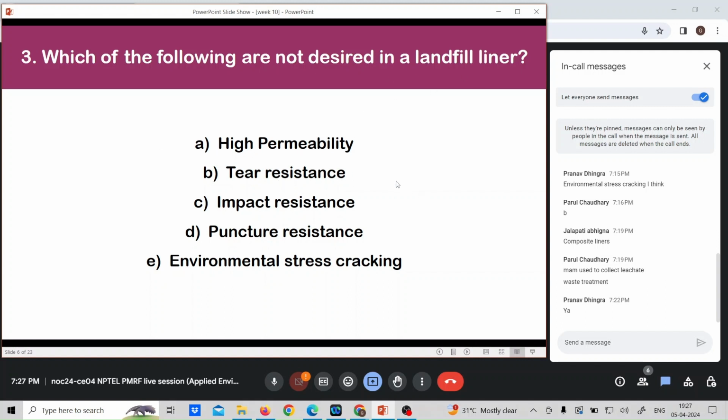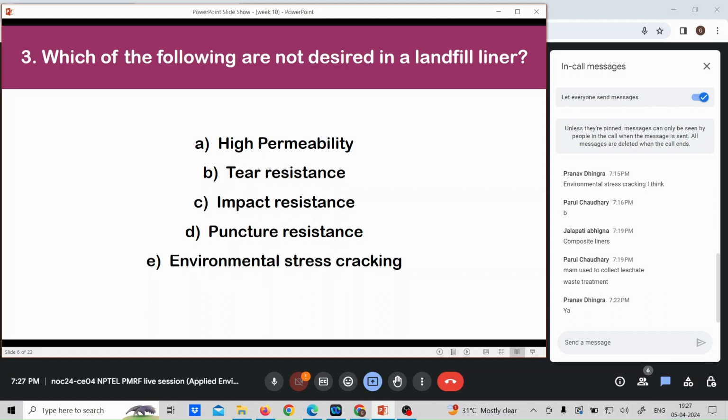But tear resistance is desired. It should not be like a paper where we put in some weight and it tears. It should be able to withstand the entire weight of the landfill, and it should be tear resistant. It should be impact resistant. Impact is again a physical term where forces act upon it, and it should withstand all these forces. Puncture resistance is also needed, because you cannot always ensure that your waste does not contain any sharp objects. They can cause puncture in the liner that you are putting.